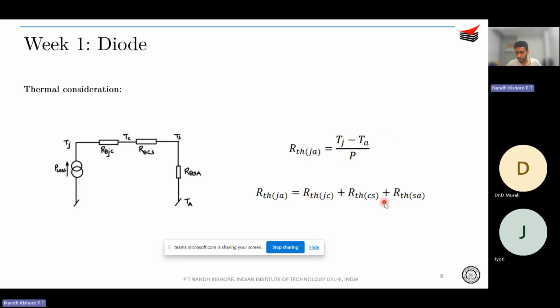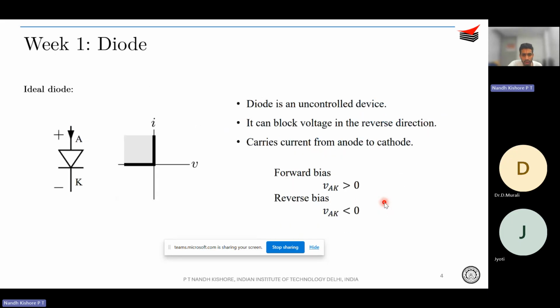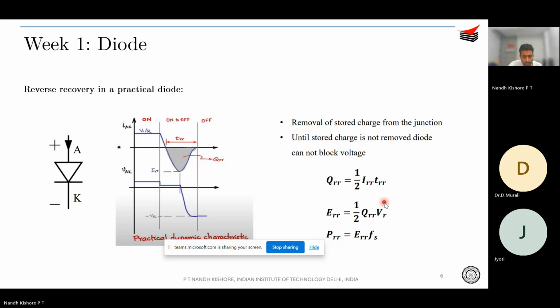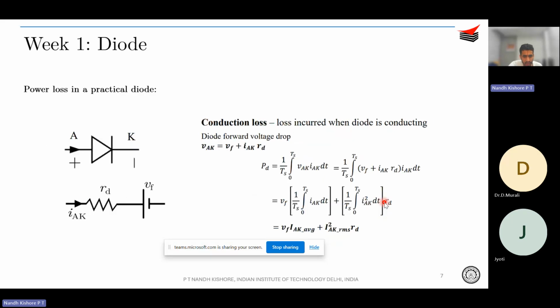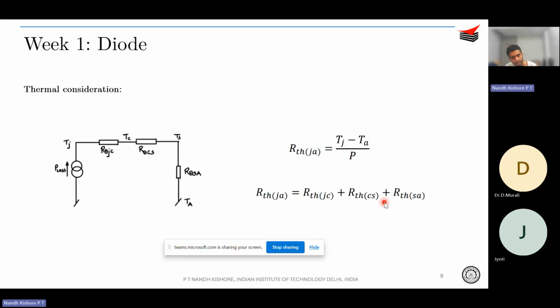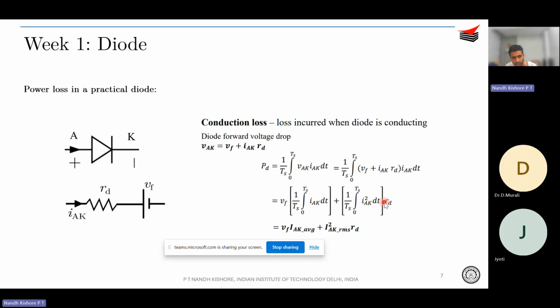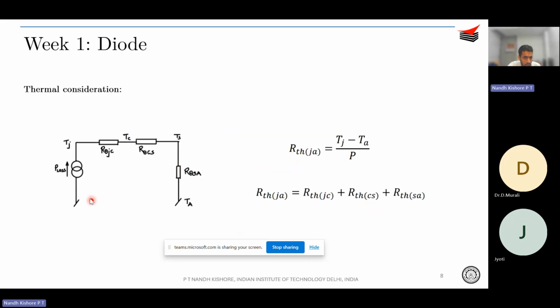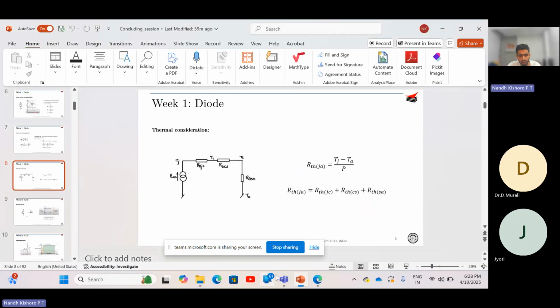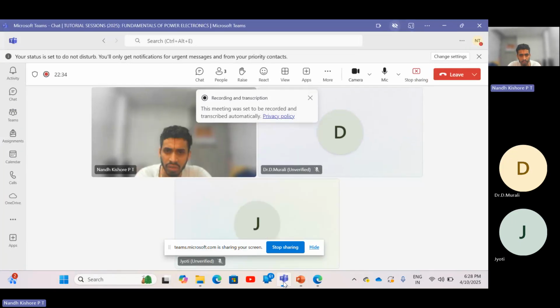So far what we have seen is the ideal diode, then a practical diode, then the reverse recovery issue, and then we learned how to calculate the power loss, right? That is the conduction loss when the diode is conducting, and the reverse recovery loss. Once you know that, you can calculate the heat sink requirement, or the thermal conservation. Okay, fine.